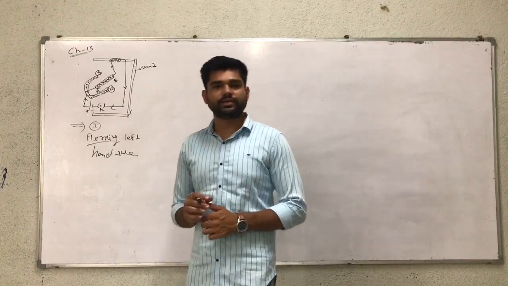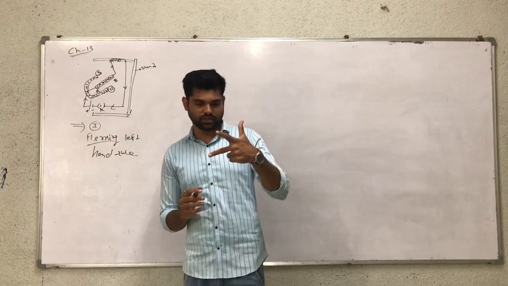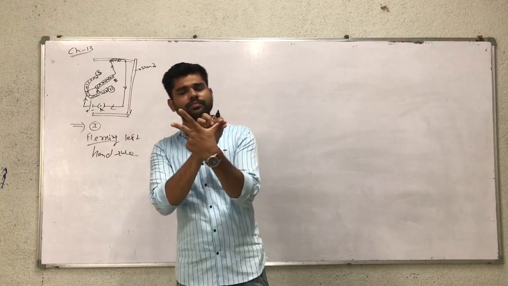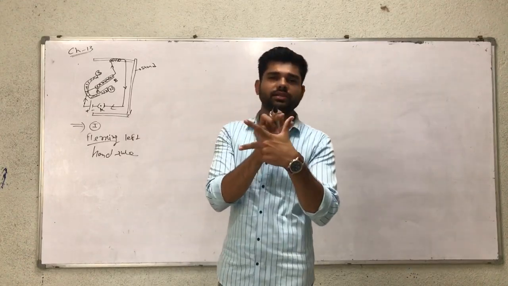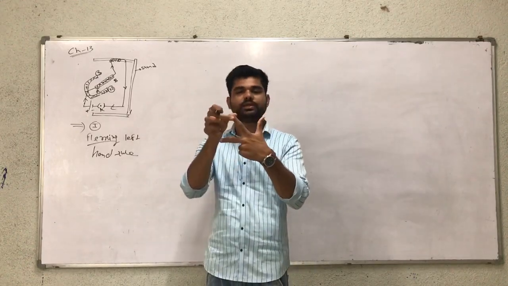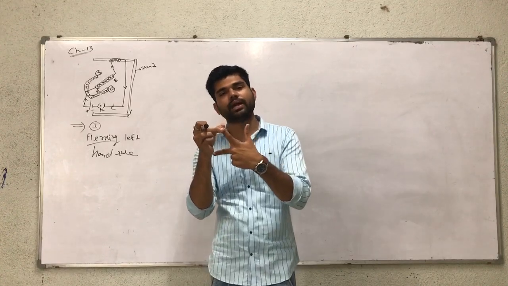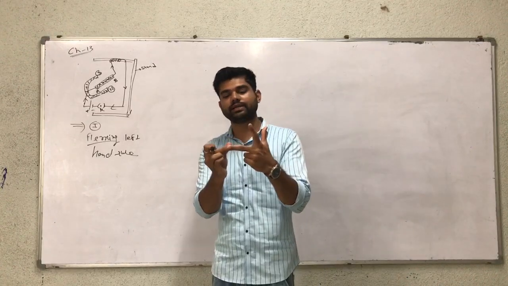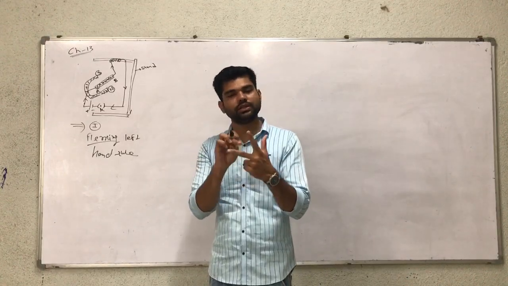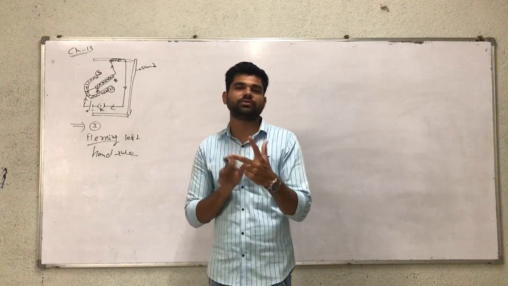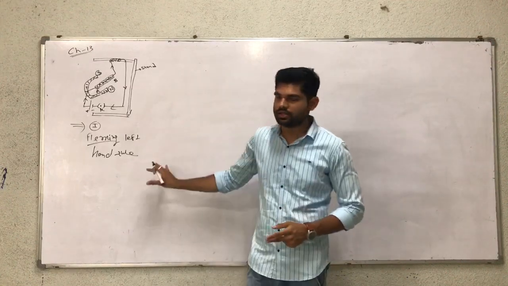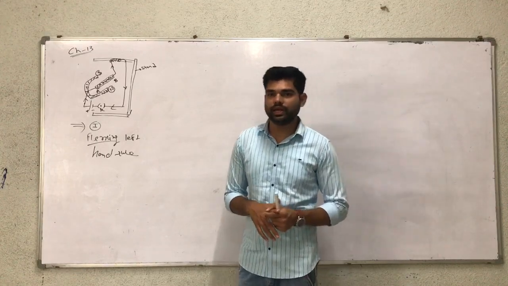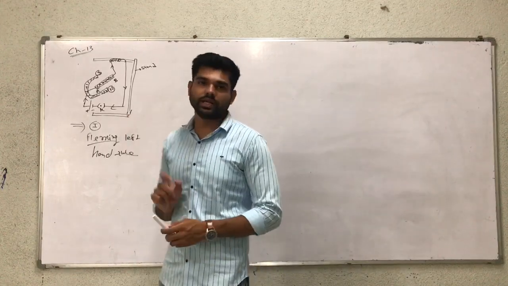Fleming said that we should stretch our left hand and keep all fingers perpendicular. The thumb indicates the magnetic force. The first finger indicates the magnetic field, and the second finger indicates the direction of electric current. So all three fingers represent three quantities. Fleming introduced this rule to find magnetic force, magnetic field and electric current direction.